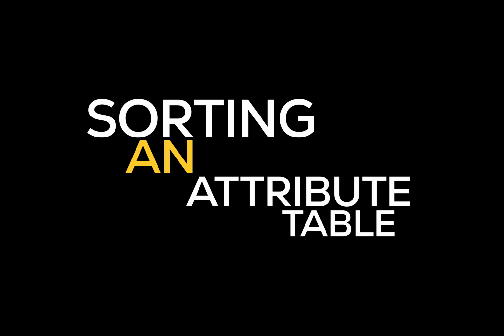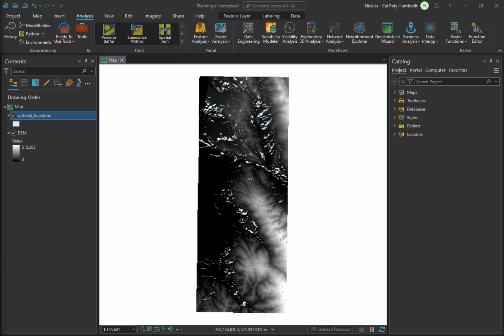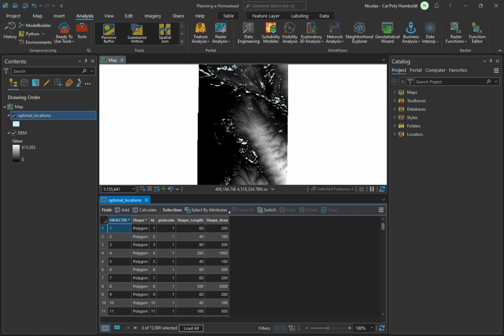Sorting an attribute table. In this step, you will sort the attribute table to determine which polygon has the greatest area. This will be the location of the homestead. Open the attribute table for the optimal locations feature class. Double-click the shape area field.